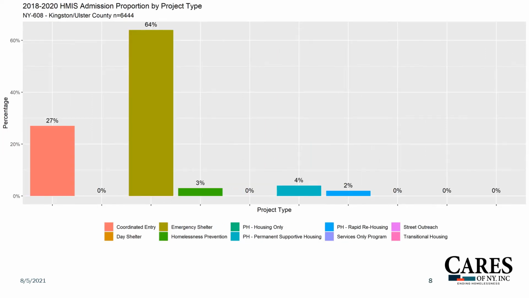In this visualization, we see that almost 2/3 of our total admissions in HMIS are through emergency shelter programs, and that the other quarter or so is attributed to coordinated entry and the other project types.